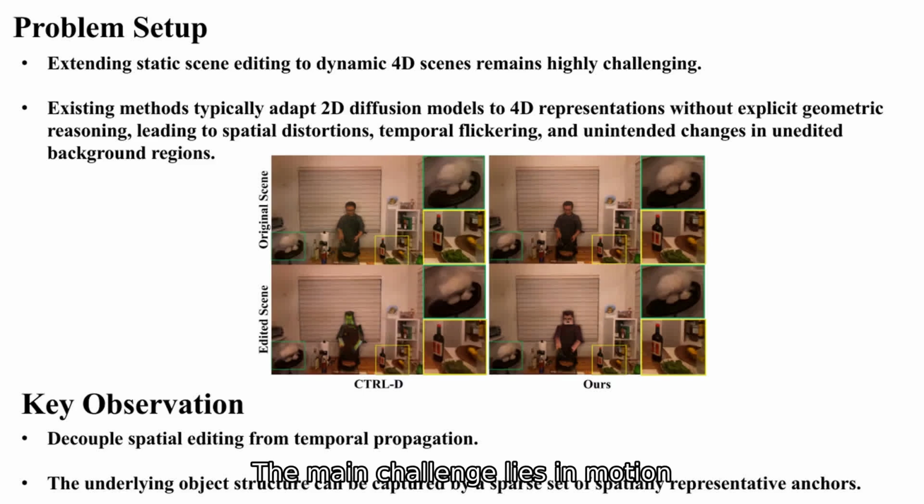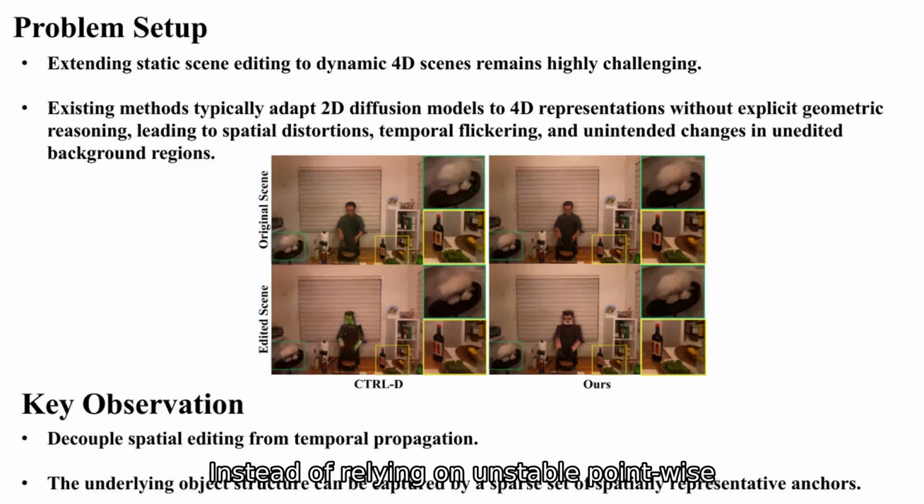The main challenge lies in motion propagation. If we simply reuse the original 4D deformation network on newly edited Gaussians, it results in severe motion artifacts. The network was trained exclusively on the original geometry, meaning it lacks the necessary motion priors for the newly introduced or modified Gaussians. To address this, our key observation is that we can decouple spatial editing from temporal propagation.